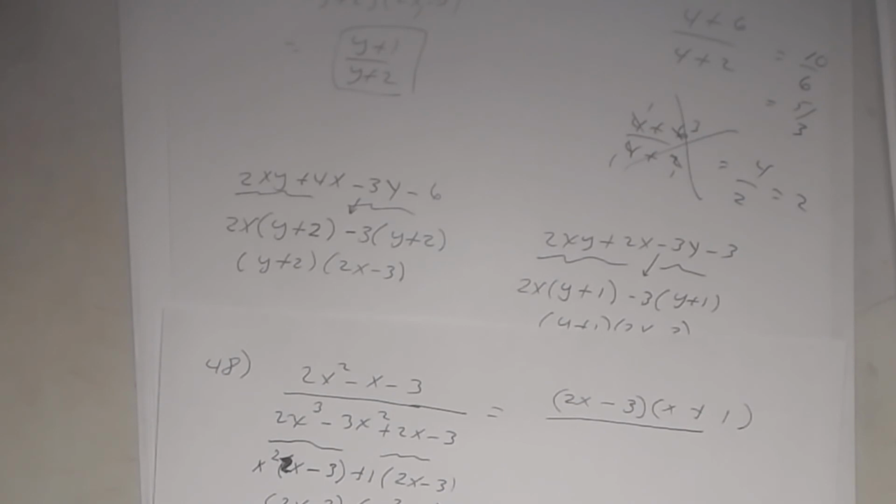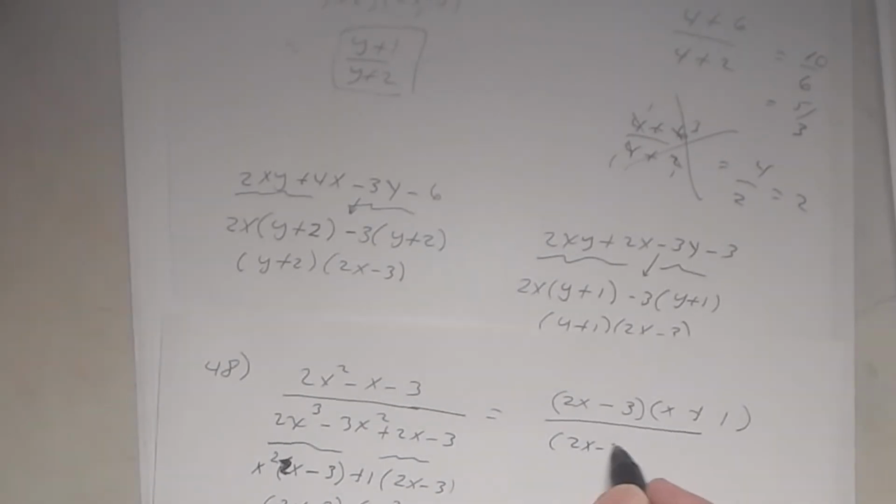Can I factor x squared plus 1? Yeah, it's x plus 1, x minus 1. No, it's a sum of two squares. You can't factor the sum of two squares. What you said would have been x squared minus 1. That's x squared plus 1. So this becomes 2x minus 3 times x squared plus 1.